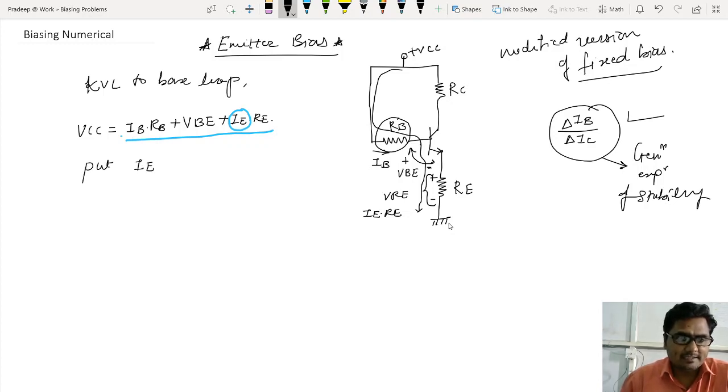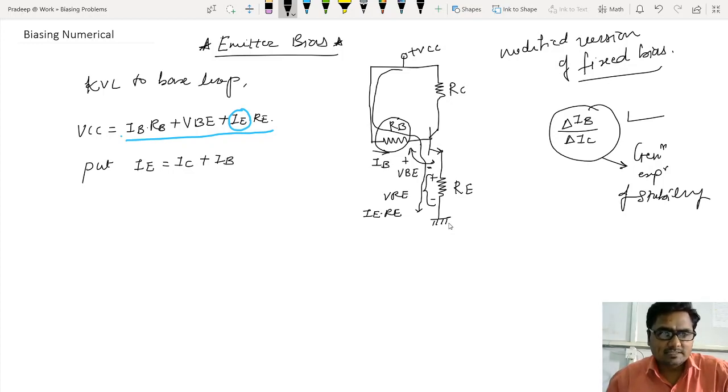Put IE is equal to IC plus IB. So let me put this, IE is equal to IC plus IB. Let me rewrite the equation again. It is VCC is equal to IB RB plus VBE, and now here I am replacing IE with IC plus IB.